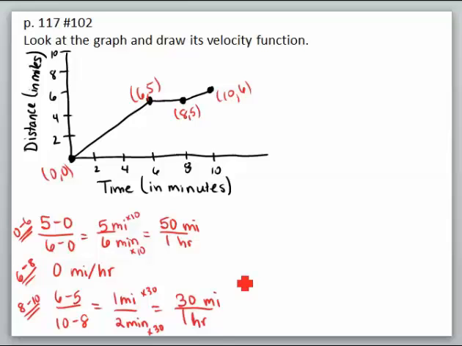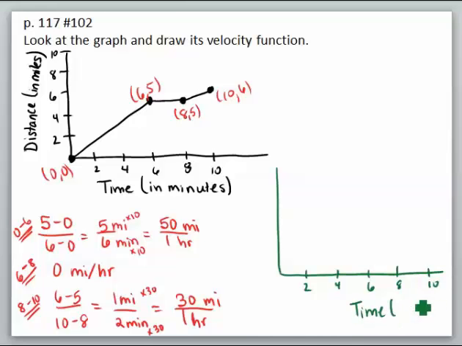So now I can go ahead and draw the velocity function based upon this information. So I've still got time down here. Let's see if I can make this a little straighter. So my time, I'm still going to put 2, 4, 6, 8, 10 down here. I'll label it time.